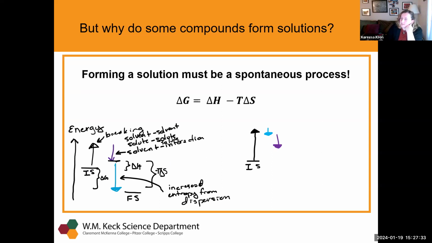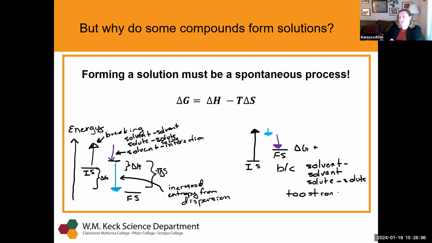but overall the sum of these means that when I'm talking about the spontaneity of the system, overall, this is going to have a delta G that's positive because the breaking of the solvent-solvent and the solute-solute is too endothermic. So this system would absorb energy too much as it tries to break apart these interactions. So these are too strong, and the solute-solvent interactions are too weak here.